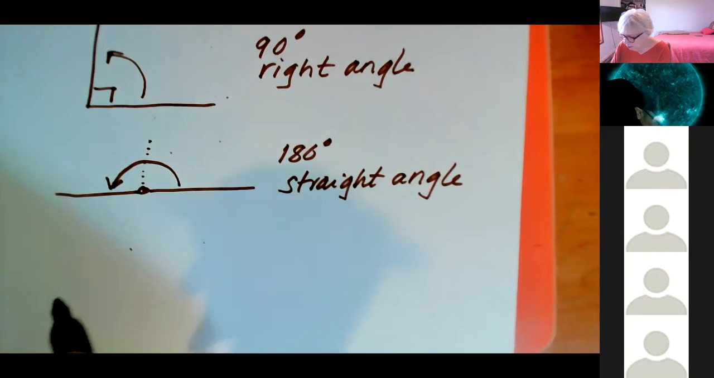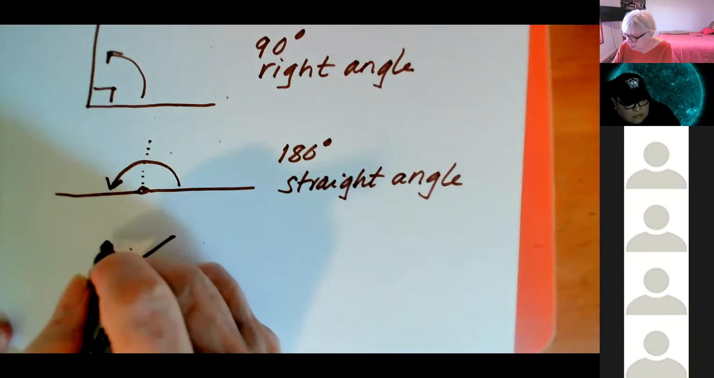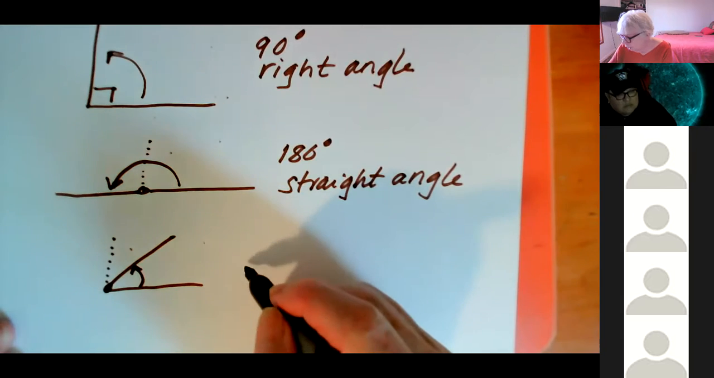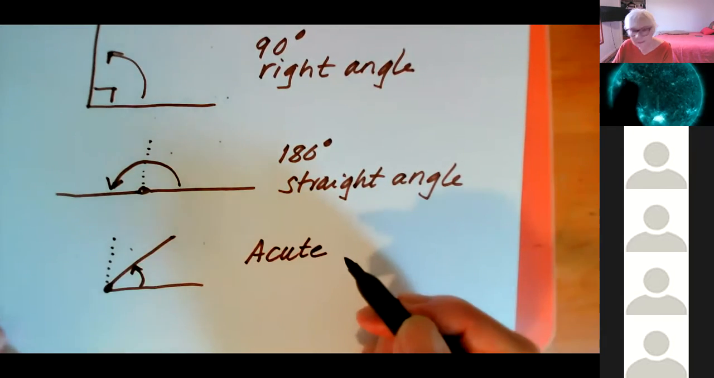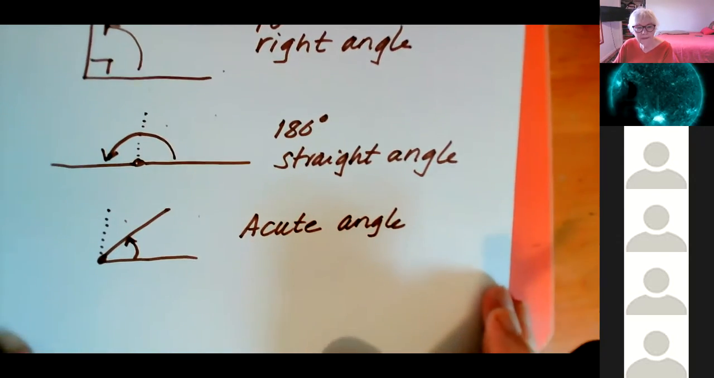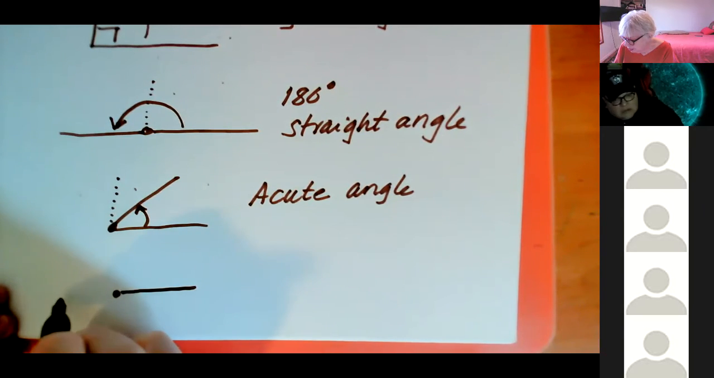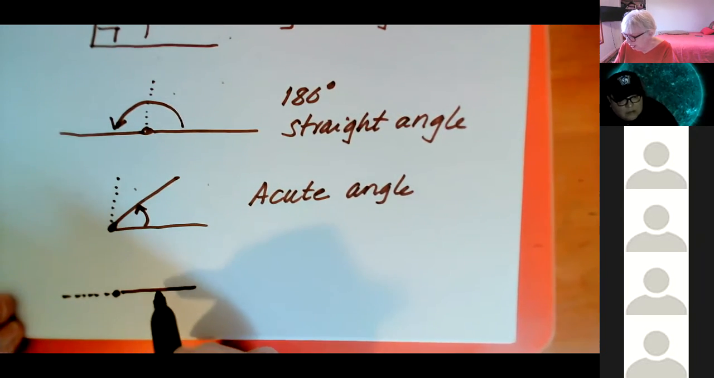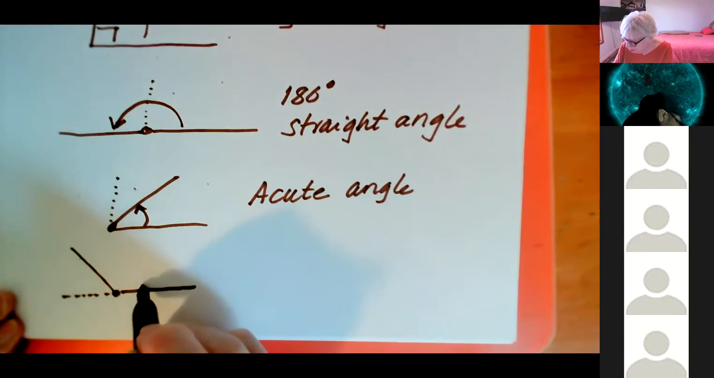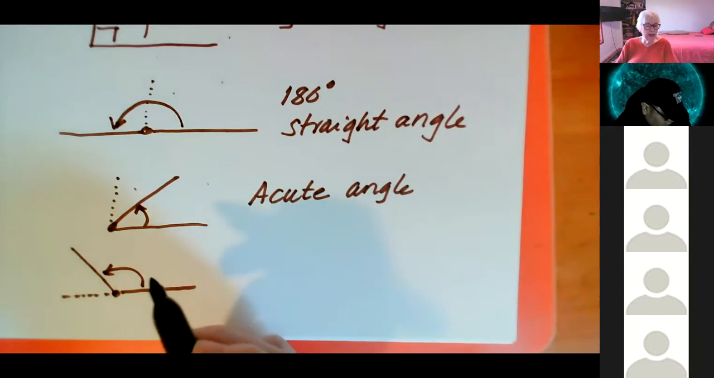Now we have the cute ones. If it's less than 90, like that, they call it acute. Isn't that cute? Acute angle. Right? And so the main point of this, if it's past 90 and it's over here, so it's this much, the degrees would be more than 90, maybe like a number like 120.